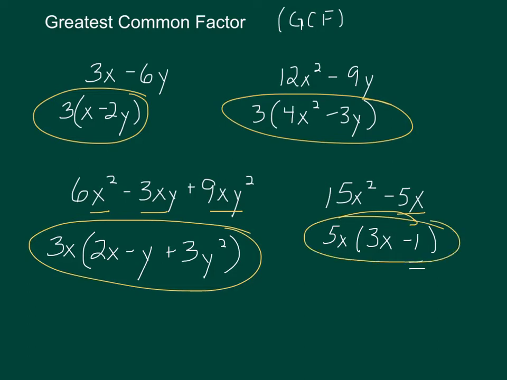So make sure that if you have two terms in your original problem, that you also have two terms inside the parentheses. Or you can always check by, at least in your head, distributing 5x times 3x, which is 15x squared, and 5x times negative 1, which is negative 5x. So that checks out. But the answer is the one that I have circled. All of the problems that you have in section A are like this. I'm going to give you two problems to try first on your own.